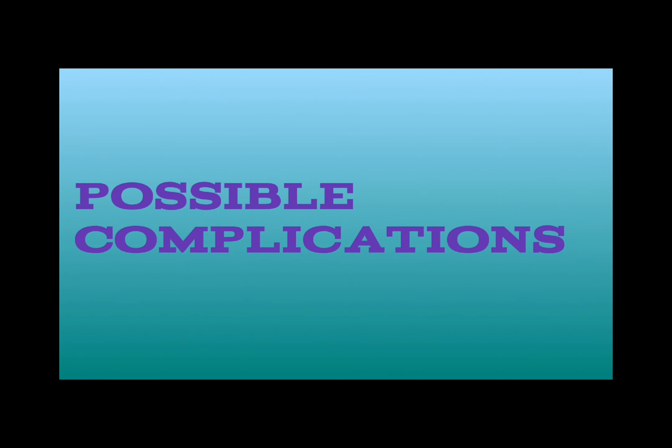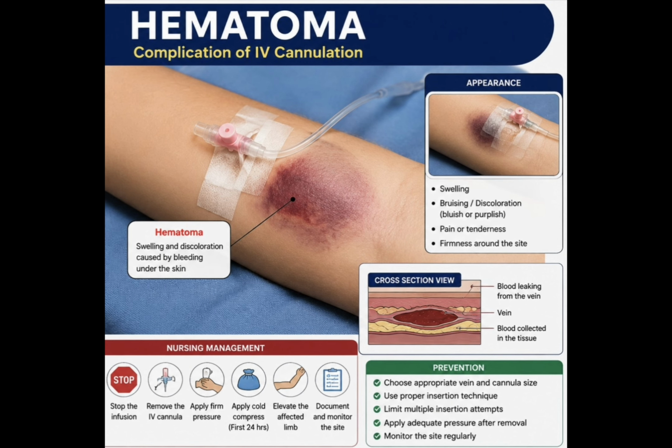Possible complications. If not managed appropriately, a hematoma may lead to increased pain and discomfort, delayed IV therapy, compression of nearby tissues or nerves, difficulty obtaining future venous access due to bruising, patient anxiety, and reduced confidence in future procedures. Hematoma is a common but largely preventable complication of IV cannulation. Careful insertion technique, appropriate vein selection, secure cannula stabilization, and proper pressure after cannula removal are essential nursing practices. Early identification and prompt management help minimize complications and ensure safe, effective patient care.